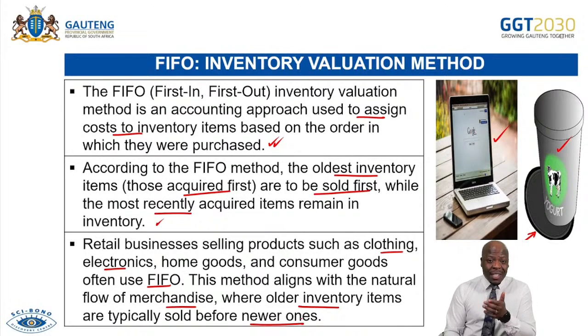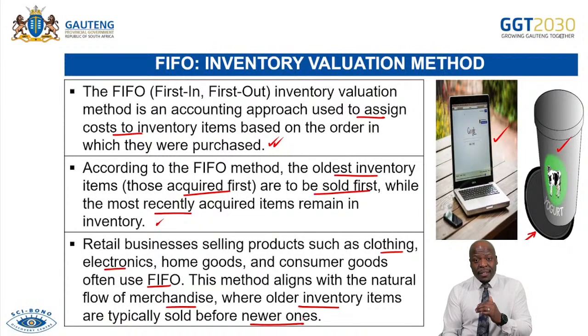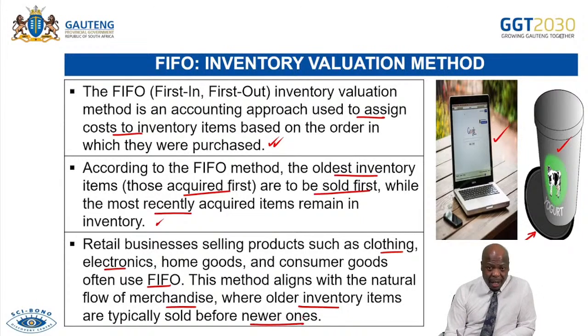This is your first in, first out. We would want to sell the stock that arrived first in the business. That is what we want to sell first. First in, first out. That is the first inventory valuation method for today.